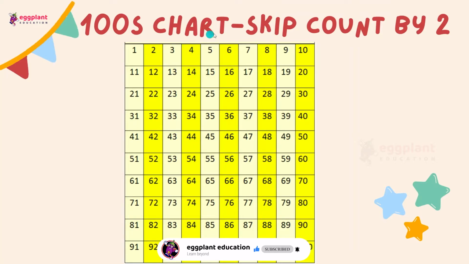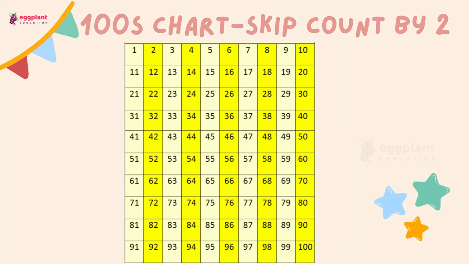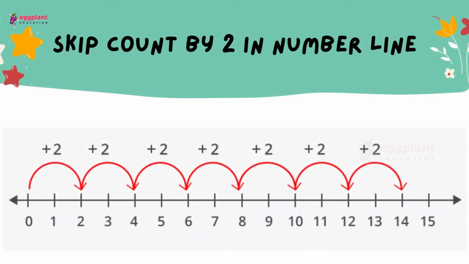2, 4, 6, 8, 10, 12, 14, 16, 18, 20 and so on. So all these are also even numbers. If you note it, you will know it's all even numbers. So let's see in number line. Skip counting in number line. Skip count by 2. Look at the number line. 0 to 2, 2 to 4, 4 to 6, 6 to 8 and so on.